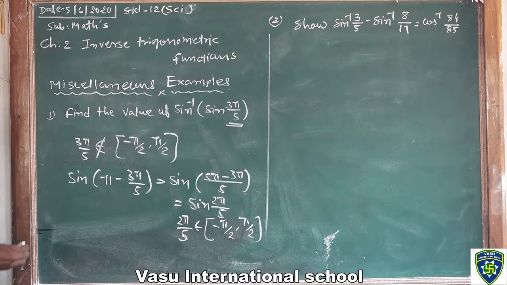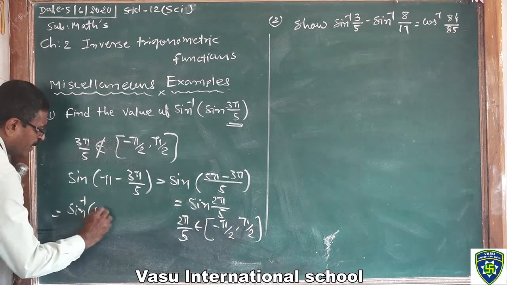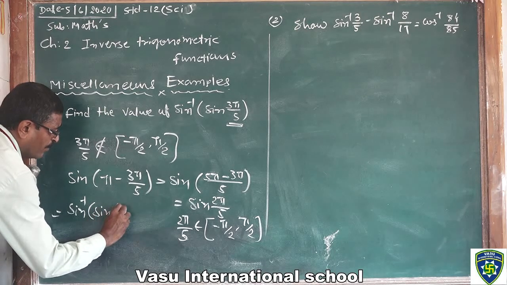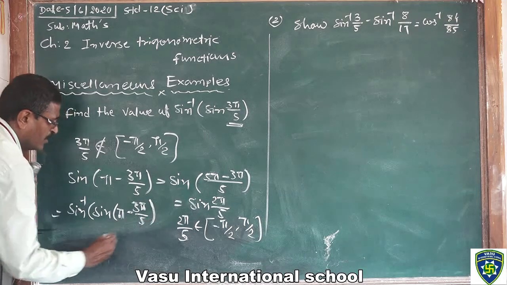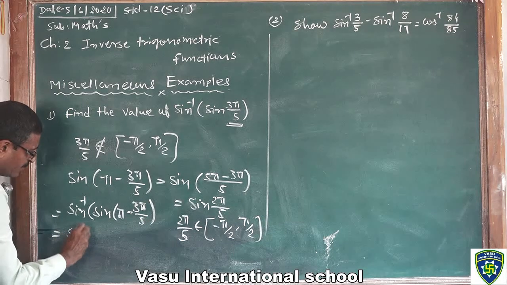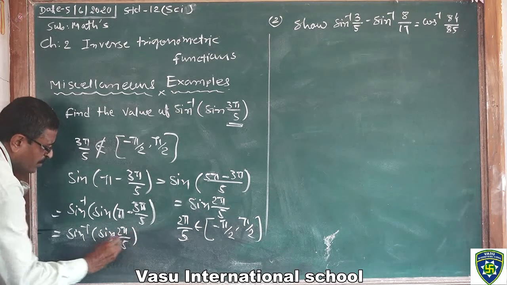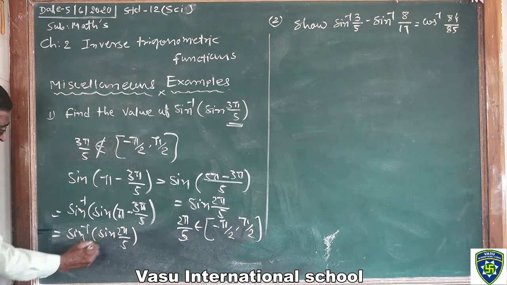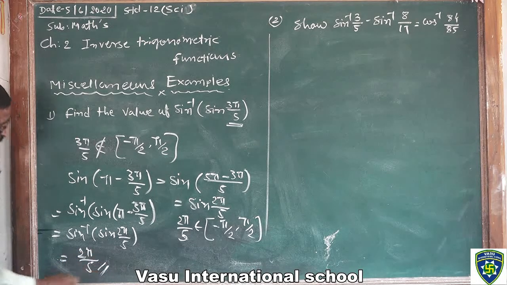Clear, student? So sine inverse sine of pi minus 3 pi by 5, so sine inverse sine 2 pi by 5. Look here, sine and sine inverse function cancel, so the answer 2 pi by 5 is our correct answer.